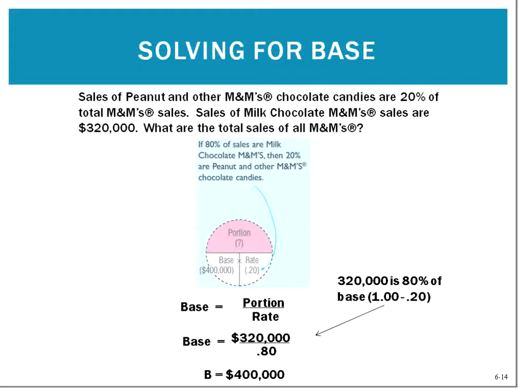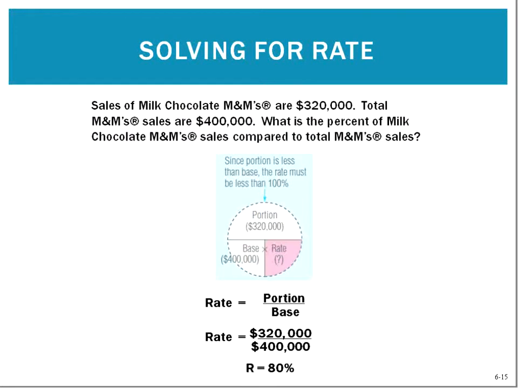Now you have your portion, which is 320,000, because that's what milk chocolate sales are. But now we want to know, what is the total sales? The milk chocolate is 320,000, and it's 80%. So now we have the dividing line. The 320,000 portion divided by the 0.8 rate is equal to your base of 400,000.